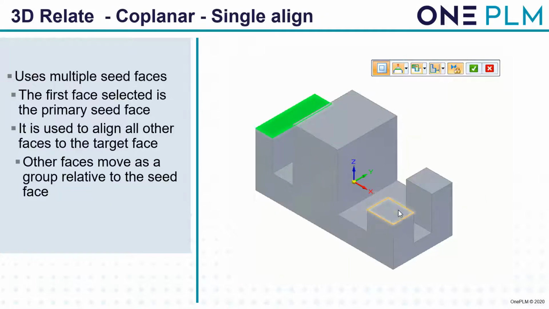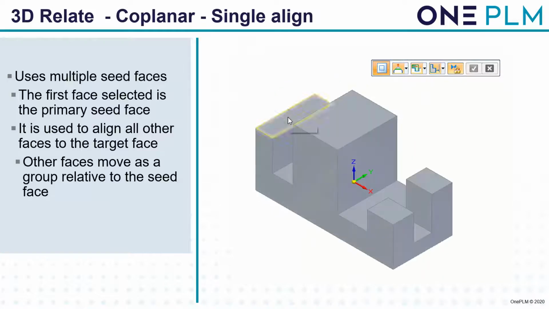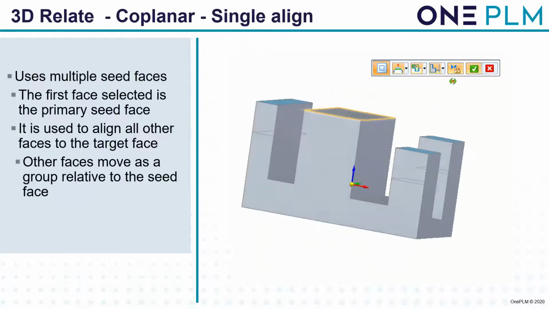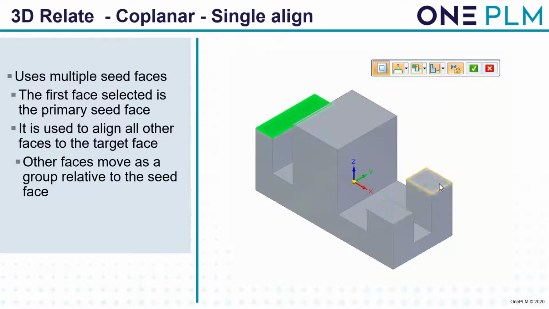So if we do this with a single option, the first face is the seed face. The other two are going to stay in the same position in relation to that first face. So if we select the second two faces, make sure it's on the single, accept, set the face we want to move it onto, we can see that is clearly moved onto there.